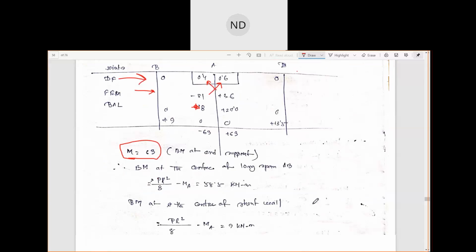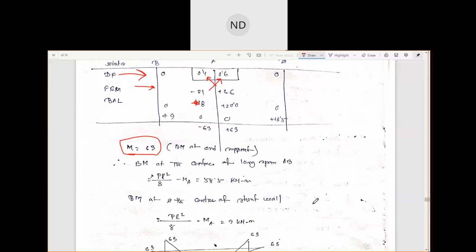So now we have calculated the moment at the end support, 63 kilonewton meter. Now we will be calculating the moment at the center of the longer span AB. This was our moment at the end support, and now we'll find out what the moment at the center is.